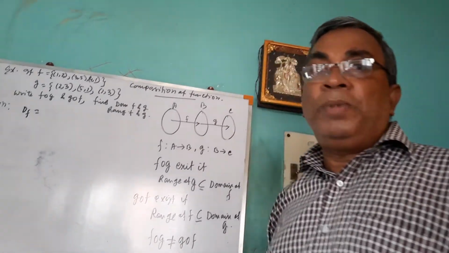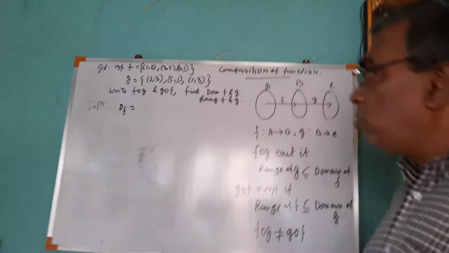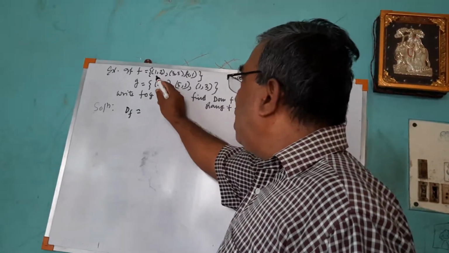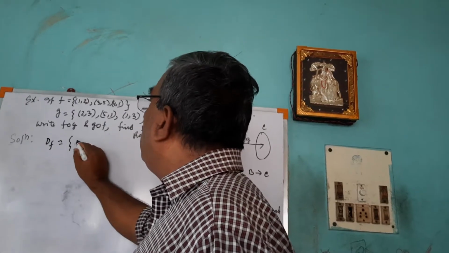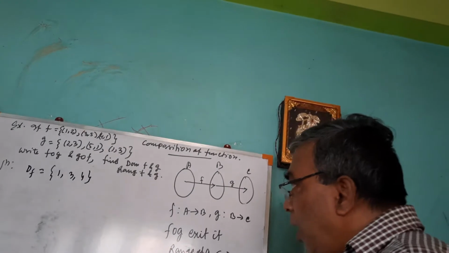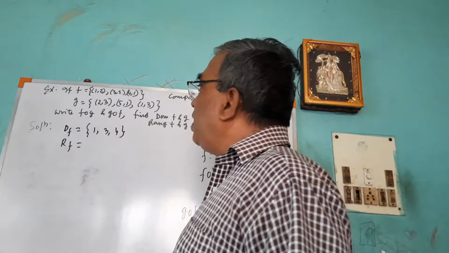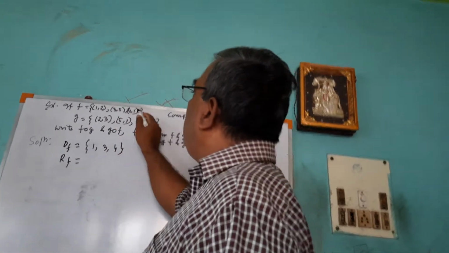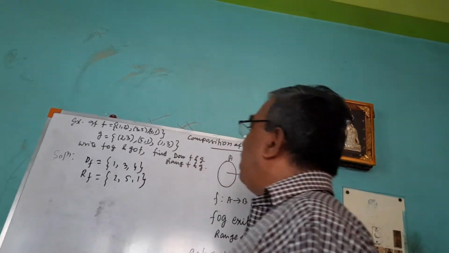So domain F equal to DF. D of F means domain of F. Domain F equals the first elements of these three pairs, 1, 2, 3, 5 and 4, 1. So domain F equals 1, 3 and 4. Now range F, RF means range F. DF means domain F, RF means range F, that is the second elements 2, 5, 1. So range F equals 2, 5, 1. This is known as range F.